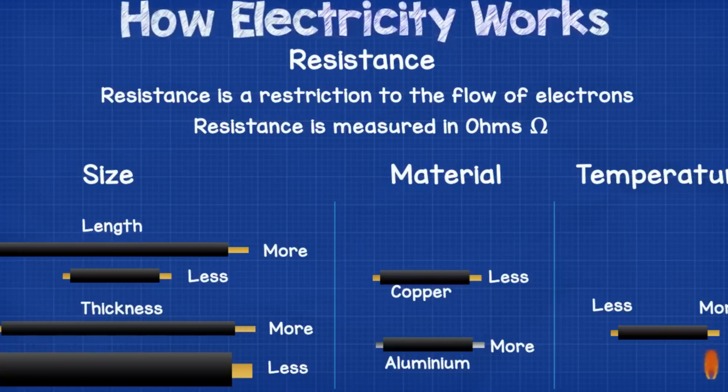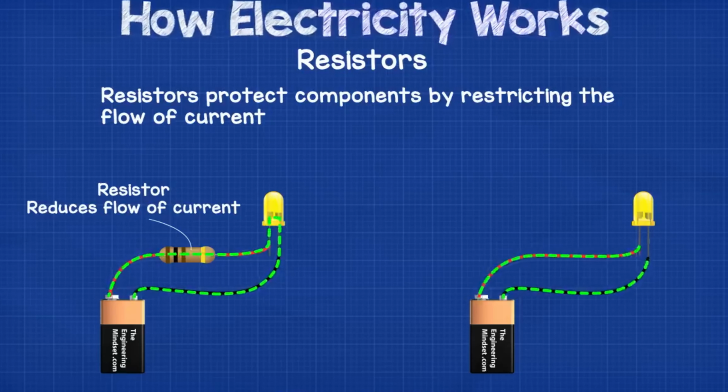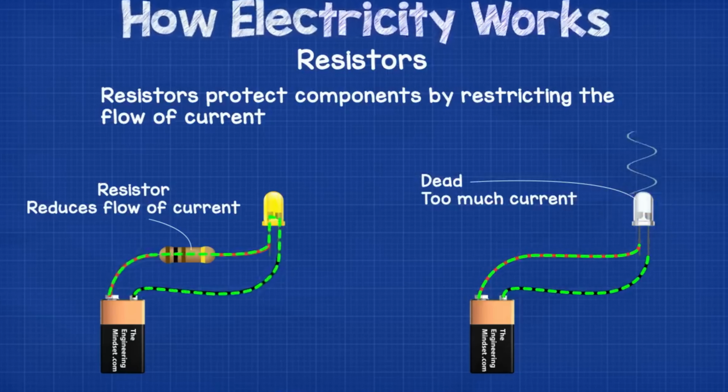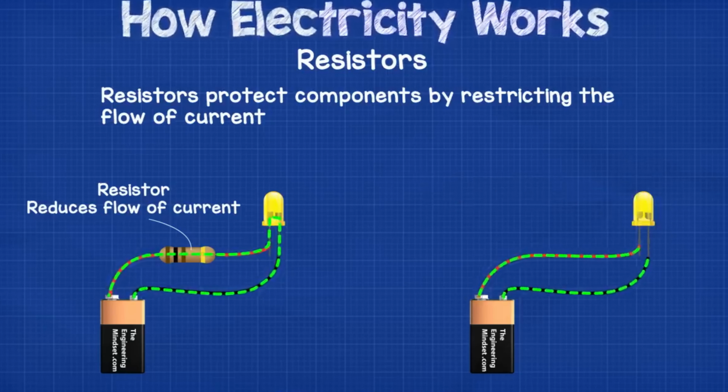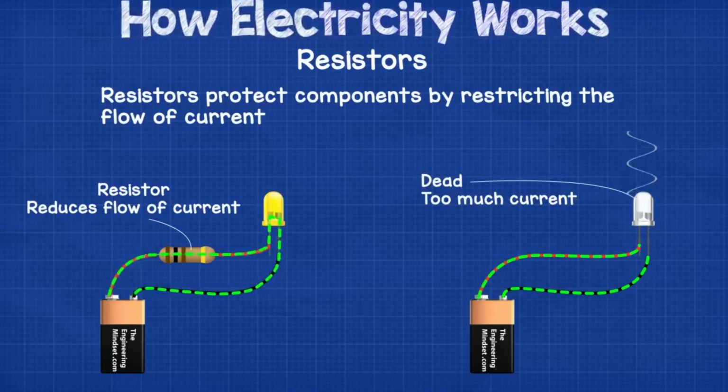Resistance is a restriction to the flow of electrons in a circuit. The wire which carries the electrons will naturally have some resistance. The longer the wire, the greater the resistance. The thicker the wire, the lower the resistance. The resistance to the flow of electrons is different for each material, and the temperature of the material can also change the resistance to the flow of electrons. Electrical circuits use specially designed components known as resistors to purposely restrict the flow of electrons.